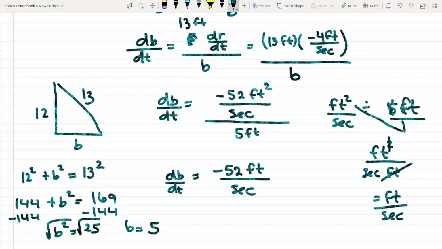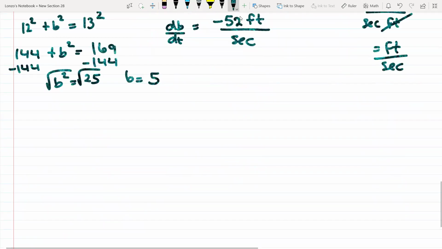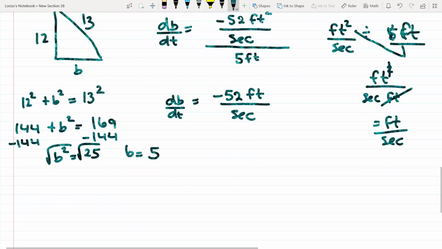Okay, so you're probably thinking, why is my rate negative? You could think of it as the rope getting pulled in. As the rope is getting pulled into the dock, the length of the rope is getting smaller, and thus the speed slows down.